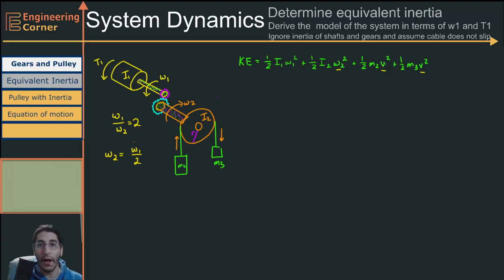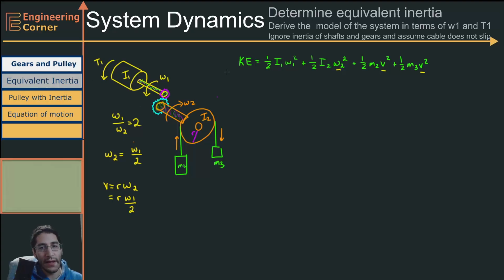Now, how do we substitute out v? Well, v is going to be equal to r, which is the radius of the pulley, times omega. And the pulley is rotating at omega 2 because this shaft and the pulley are rigidly attached to each other. So we're going to have this v is equal to r omega 2. Well, we also know that omega 2 is equal to this omega 1 divided by 2. So v is equal to r omega 1 divided by 2. So we can put that into each of our v's.